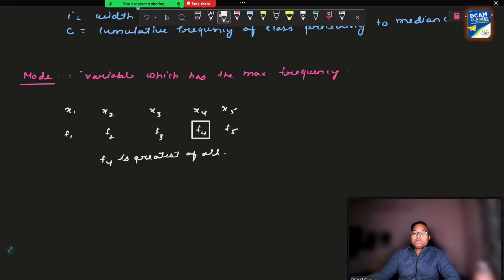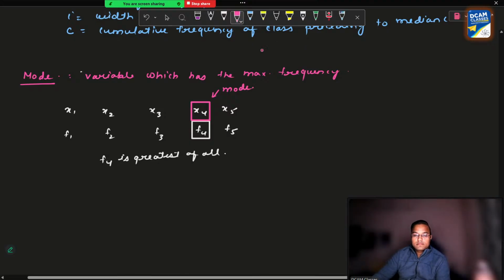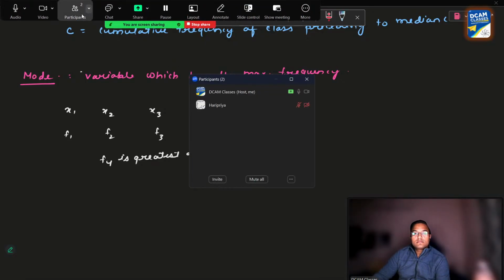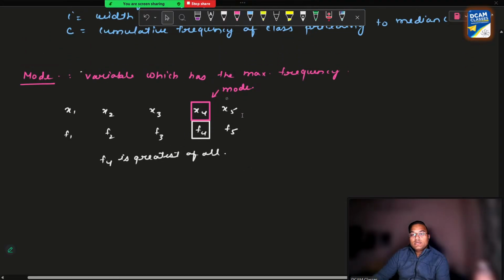Yes, Haripriya? Suppose the value of f1 is 1, f2 is 5, f3 is 3, f4 is 10, f5 is 6. Because f4 is maximum, the corresponding variable becomes the mode. Got it? Hello, Haripriya, able to follow? Yes. Did not hear your sound. So you understood now what is mode.